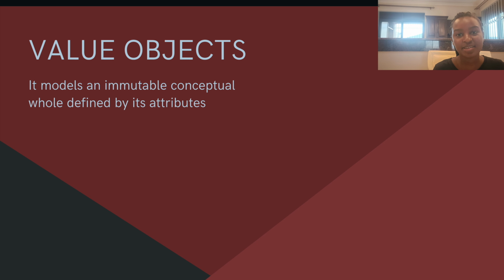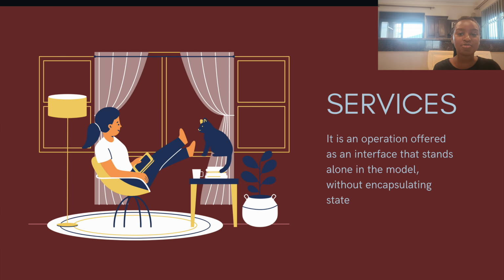Let's look at another object, services. It's an operation offered as an interface that stands alone in the model without encapsulating state. This is where we put anything that doesn't have an identity, things that don't go to the state ideally. It can be helper methods, it can be things that interleave different entities or different aggregates. So those will fit better in a service because it's stateless. It should never have state.